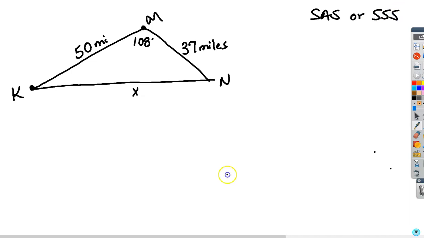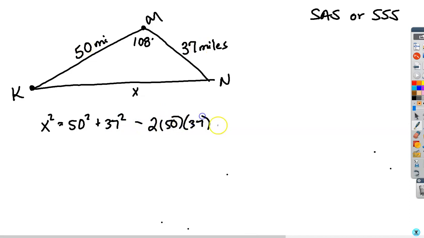Okay, so the one that I'm solving for is opposite the angle I have. So this is my opposite side. So I'm going to have x squared equals, my two legs are 50 and 37. 50 squared plus 37 squared minus 2, don't forget that 2, times leg times leg, times the cos of the angle across from it. Pretty easy stuff. Now be careful. I'm going to plug all this in.